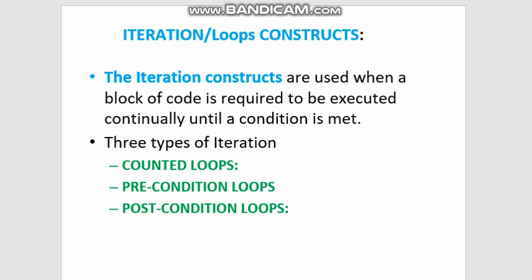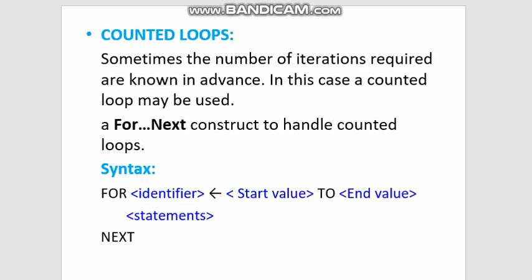In count controlled loop, we have the for loop. This is the syntax of for loop in pseudo code. For identifier, the identifier can be any variable. Then the assignment sign, the starting value, a keyword to, then the ending value, and all the statements inside a for block. Then at the end you have to write a keyword next.